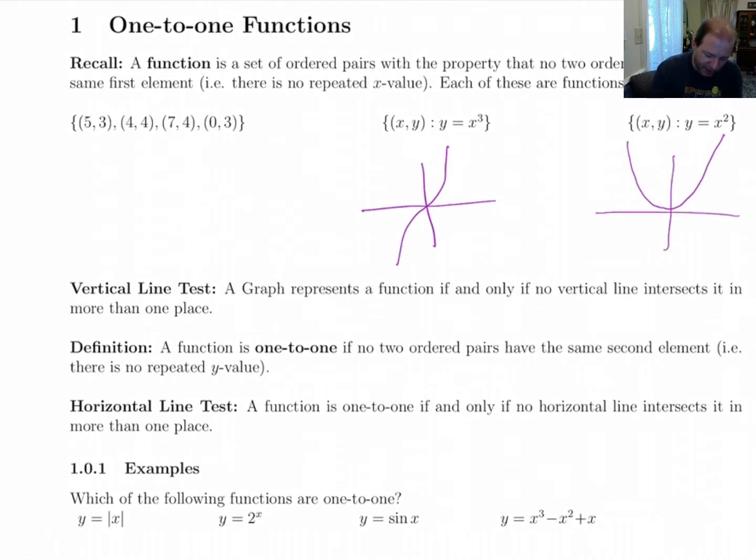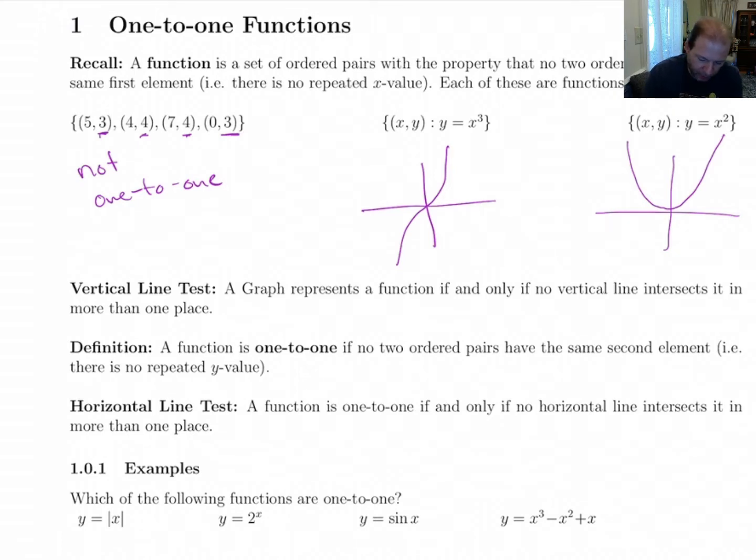But what I want to talk about today is one-to-one functions. A function is one-to-one if among the ordered pairs, no two have the same second element, or in other words, there's no repeated y value. And if we go back and look at the three examples up above, this one is not one-to-one, because the y value 3 is repeated, and the y value 4 is repeated. So we have repeated y values, and therefore it's not one-to-one.